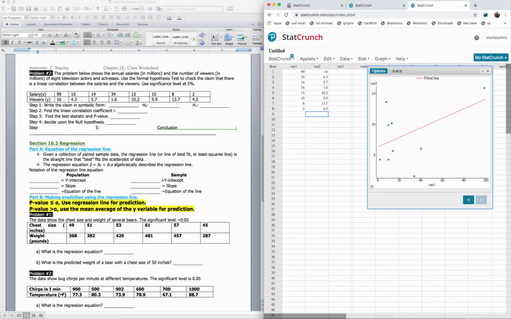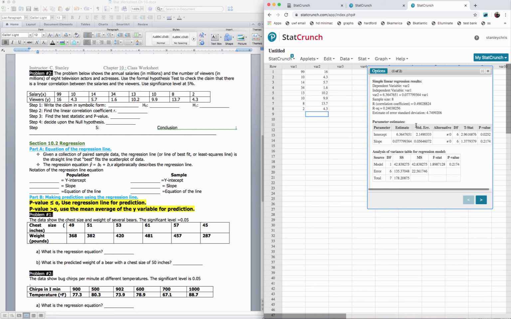This doesn't look that great, but this one guy over here is making this thing go up here. So I suspect my R is not going to be that big. It's not going to be that high. And here, 0.49.